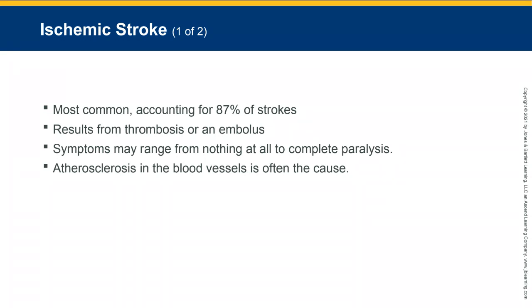It's a clot that forms somewhere else in the body, like a deep vein clot. So let's say a patient has a thrombosis in their extremities, and that thrombosis is dislodged. Once it's been dislodged and it starts to travel, it becomes an embolus. That's a clot that moves. Now, symptoms may range from nothing at all to complete paralysis. Atherosclerosis, that's the one with the fat, ATH, in the blood vessel, is often the cause.